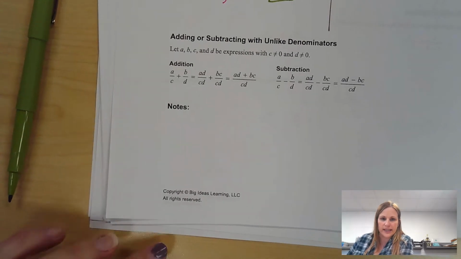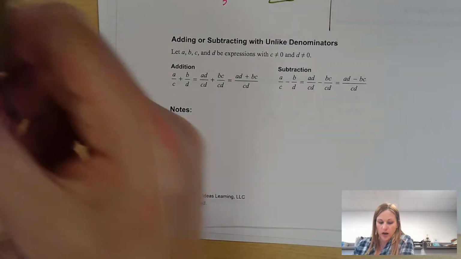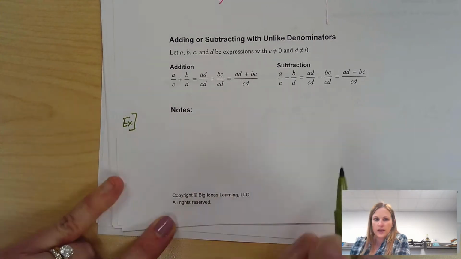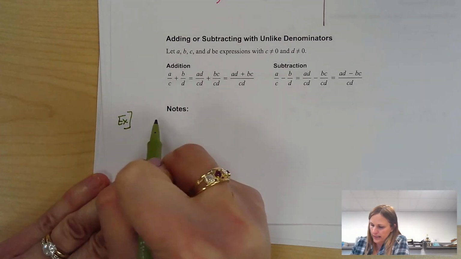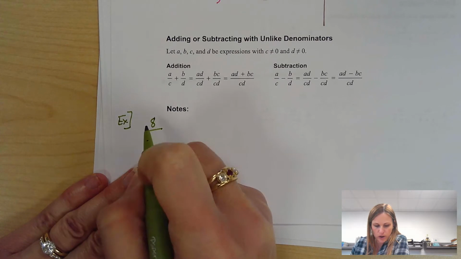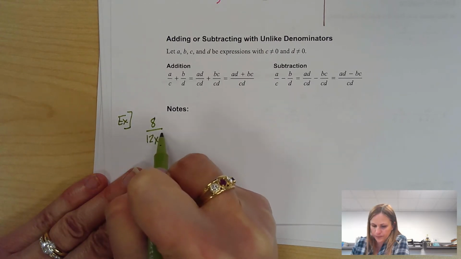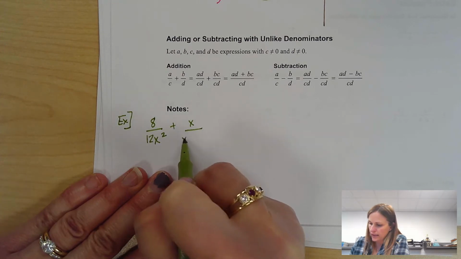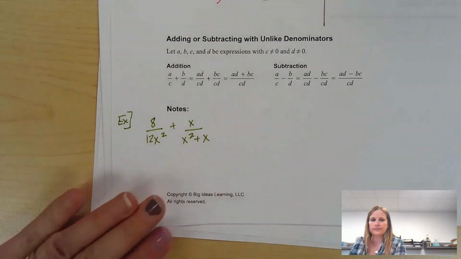All right, so that was the easy stuff. Now let's talk about unlike denominators. So I'm going to walk you through an example, and hopefully this makes sense. All right, so we have 8 over 12x squared plus x over x squared plus x.